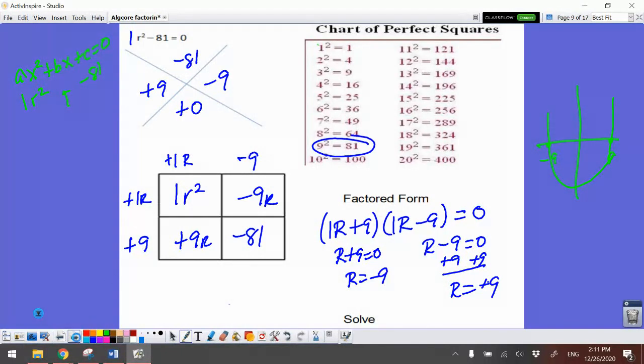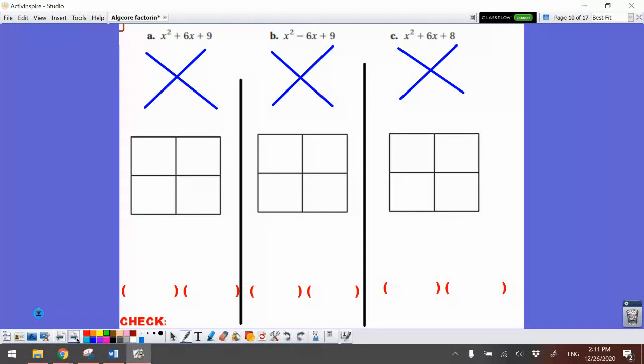Okay, so let's go ahead and practice 3 of these. I want you to hit pause. I want you to find your crisscross, fill your boxes in, and pull your factors.